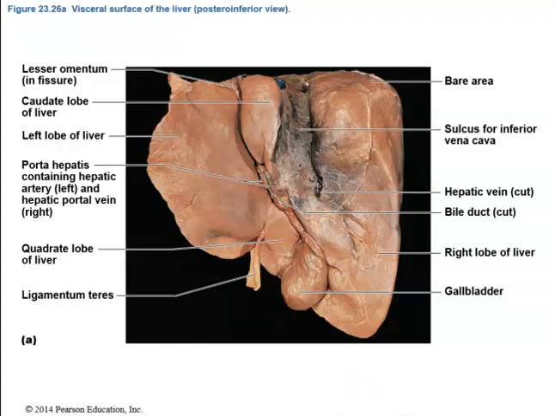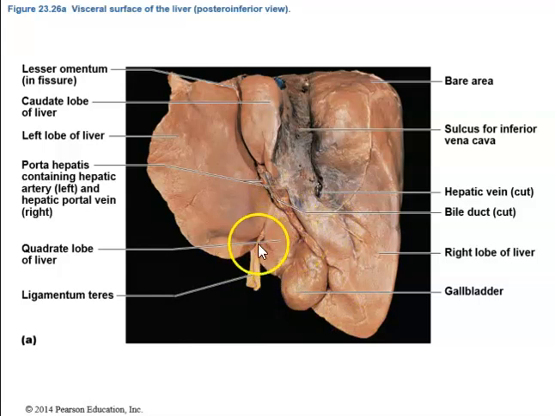So here's a posterior inferior view of the liver. So this right here is the anterior portion. This would be posterior. So again, this larger lobe of the liver is the right, and here is the left. So we see the ligamentum teres right here. Now note, between the ligamentum teres, or the round ligament, and the gallbladder, we have this four-sided lobe right here. This is the quadrate lobe.